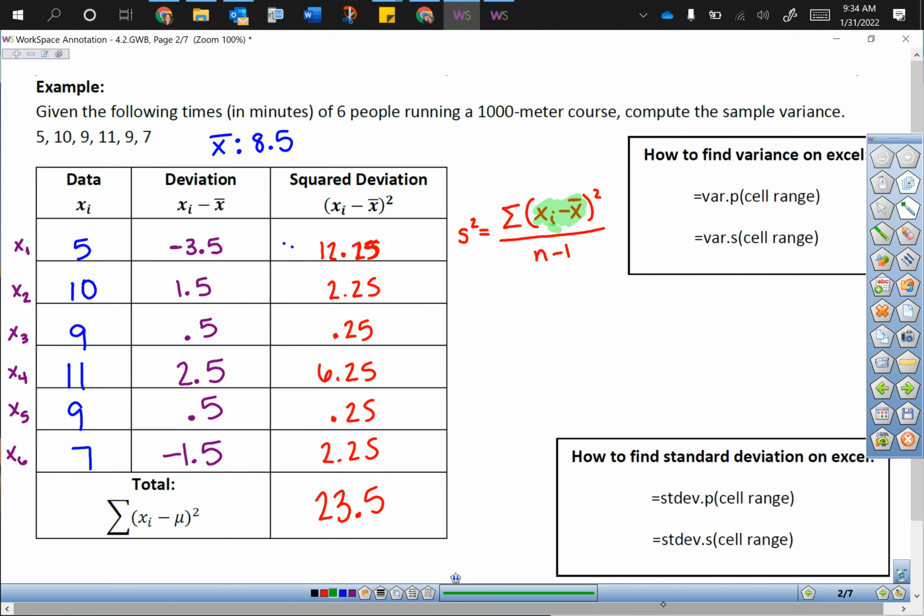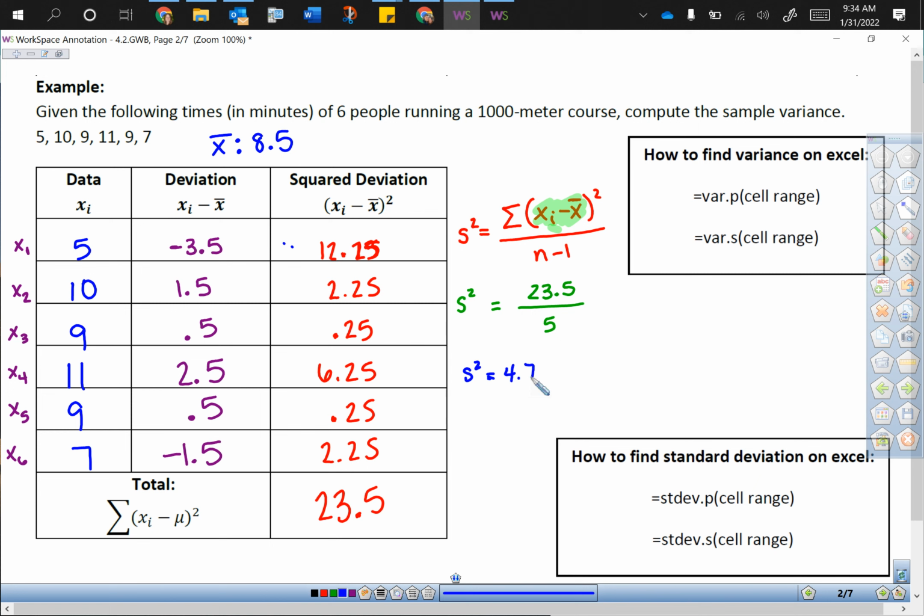Now, to find the sample variance, I have to understand how to read and act upon this formula. So I want the sum of my deviations squared, which I just found to be 23.5. That goes in my numerator, but in my denominator I want n minus 1, my sample size minus 1. What is my sample size here? 6, and if I take away 1, I divide by 5. So what is 23.5 divided by 5? 4.7.